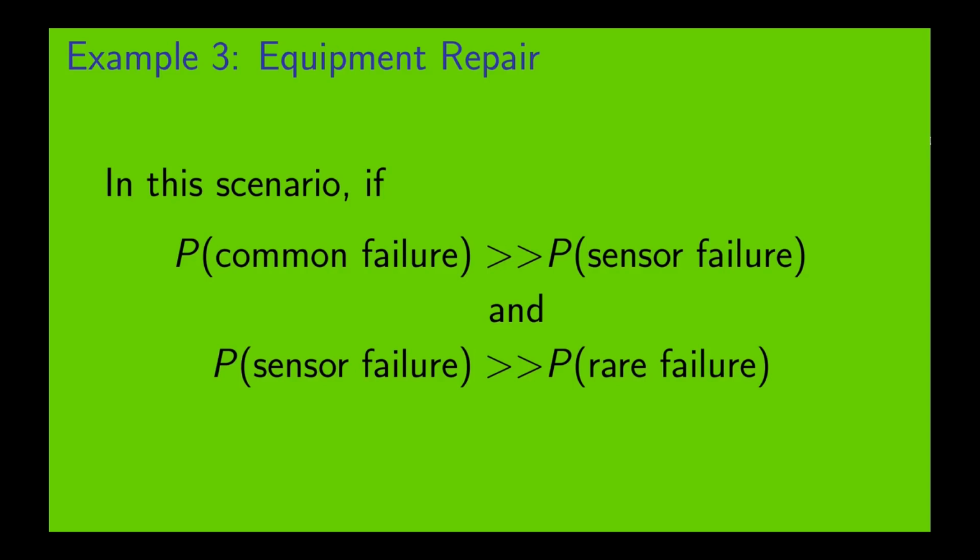So let's imagine the following. Let's imagine that common failures happen way more frequently than sensor failures, but sensor failures happen way more frequently than rare failures. So in a given time period, the probability of a common failure, here written as P of common failure, is much higher than the probability of a sensor failure, and the probability of a sensor failure is way higher than the probability of a rare failure.